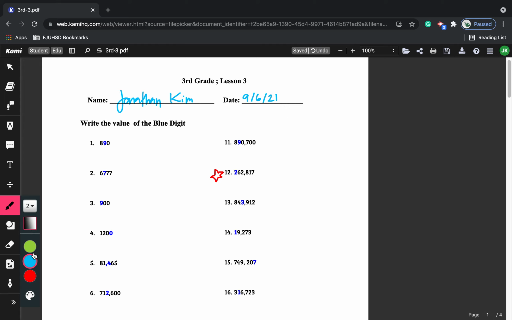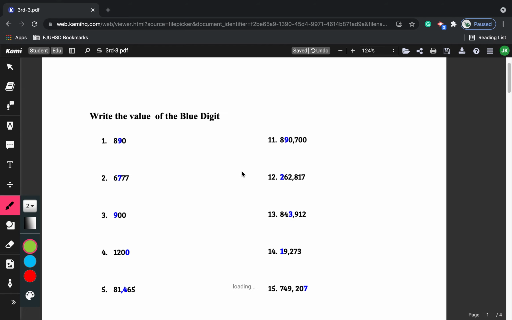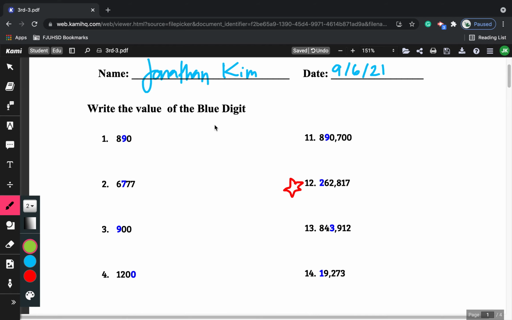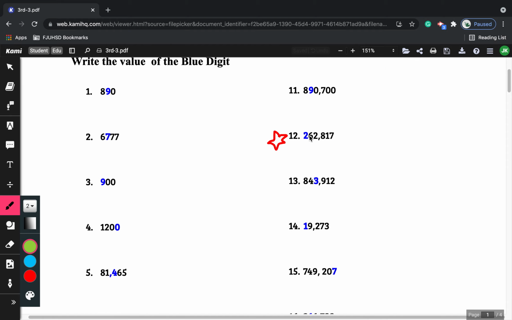And what I'm gonna do is some starter examples, and I hope that with the help of the examples, it will help you solve the rest. So let's start with number 12. The direction says, write the value of the blue digit.